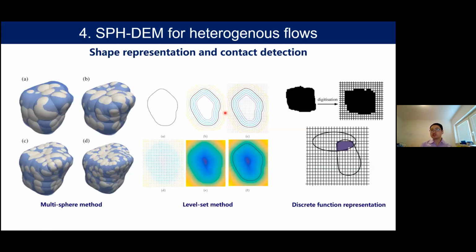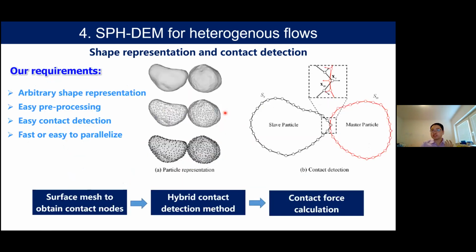We have different ways to represent the particles in DEM. There are the multi-sphere method, the level set method, or discrete function representation. But here we have some special requirements in our application. We first need arbitrary shape representation, and we want it to be easily prepared, so it needs to have easy pre-processing. We also want easy contact detection, so the implementation is simple, and we want it to be fast, or at least easy to parallelize.